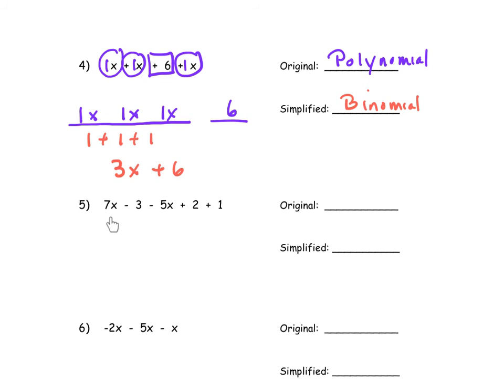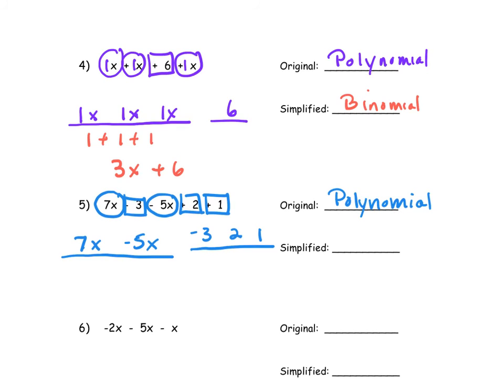Would you please state what type of polynomial this is? Because this has more than 3 terms, it is just a polynomial. So let's circle what are like terms. So these 2 terms are like terms because they have x. This term and this term are like terms because they are constants. So now let's gather up our like terms on the line.